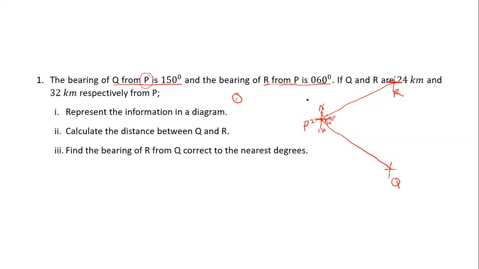Yes, from P. This is P. Meaning that Q is 24 kilometers from P, and R is 32 kilometers from P. This is 32. So actually, 32 should be longer than 24. Based on that, we may just extend this one a little bit.